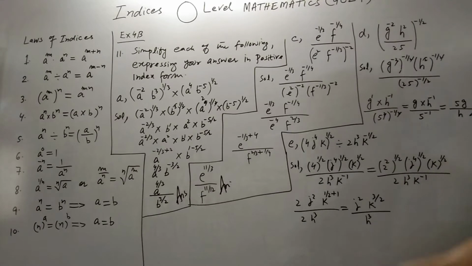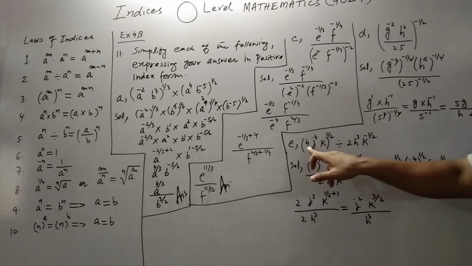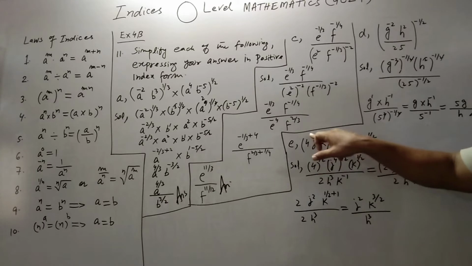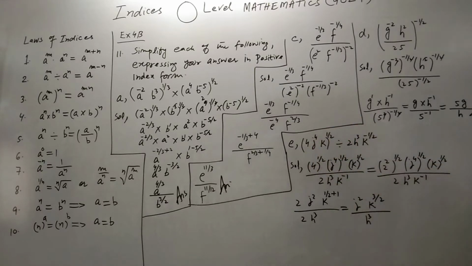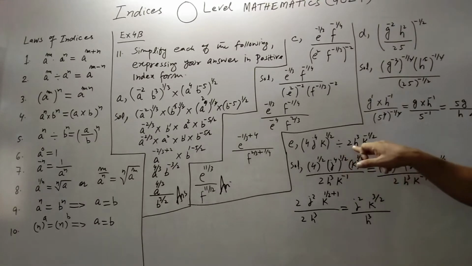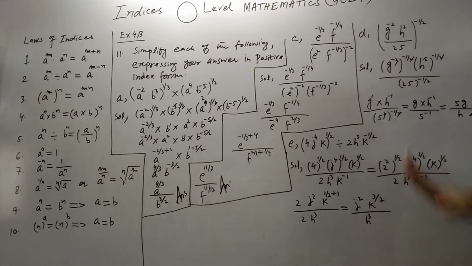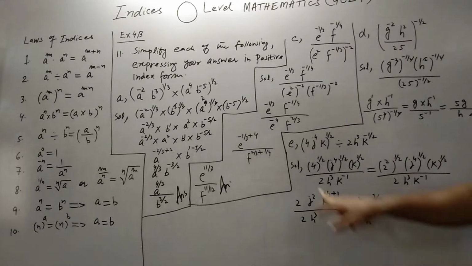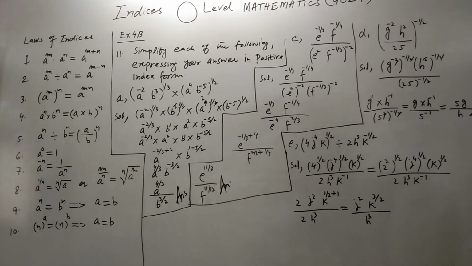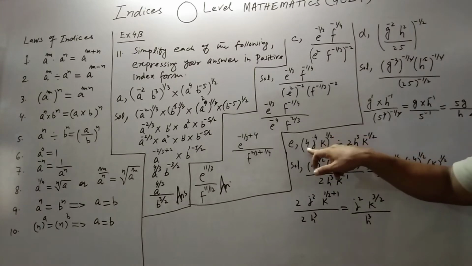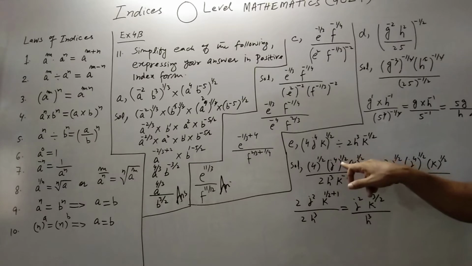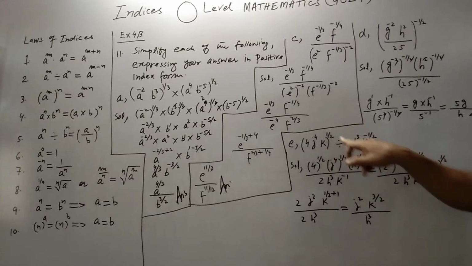See part number E. Part number E is (4j to the power 4 k) whole power 1 upon 2 divided by 2h cube k to the power minus 1 upon 2. Solution. Apply law number 4 on this bracket. Apply this 1 upon 2 power on each and every number. So this is 4 to the power 1 upon 2. This is j to the power 4 and apply 1 upon 2. This is k and apply 1 upon 2.